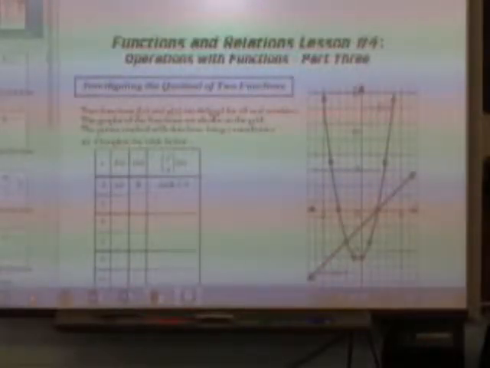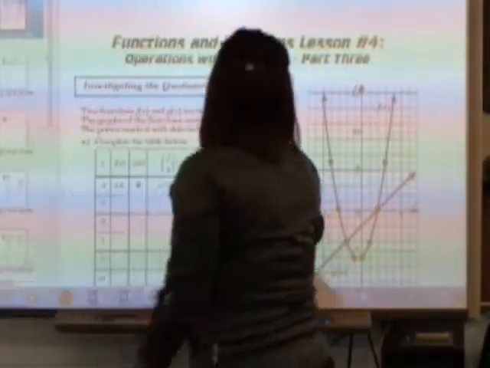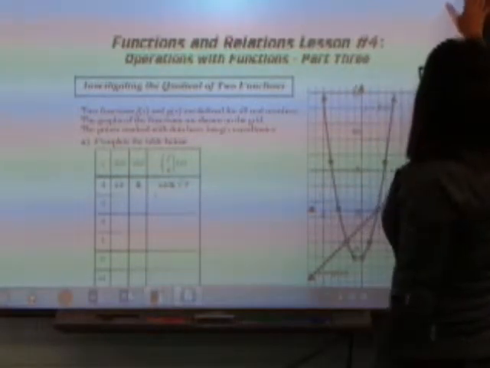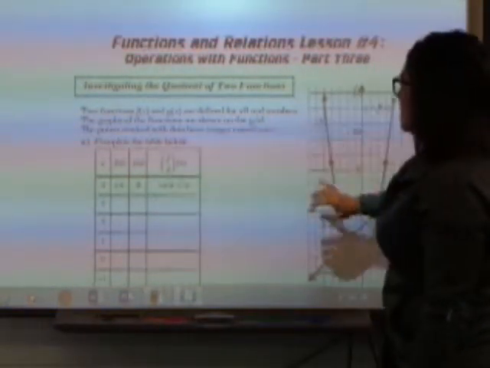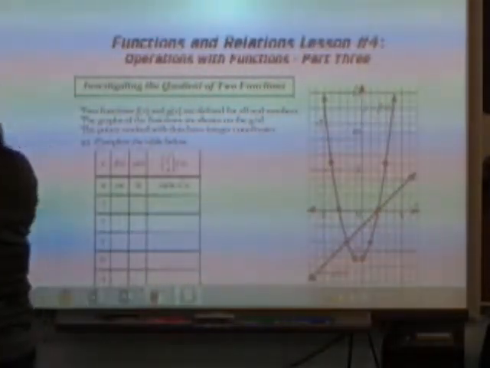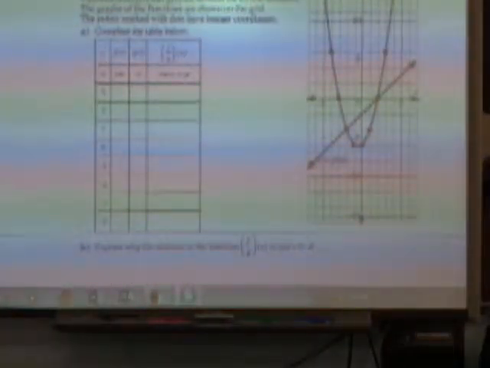So lesson number 4, we're again working with operations of functions, and this time we're looking at the quotient of two functions. Two functions, f of x and g of x, are defined for all real numbers. The graphs of the functions are shown on the grid. The points marked with the dots have integer coordinates.